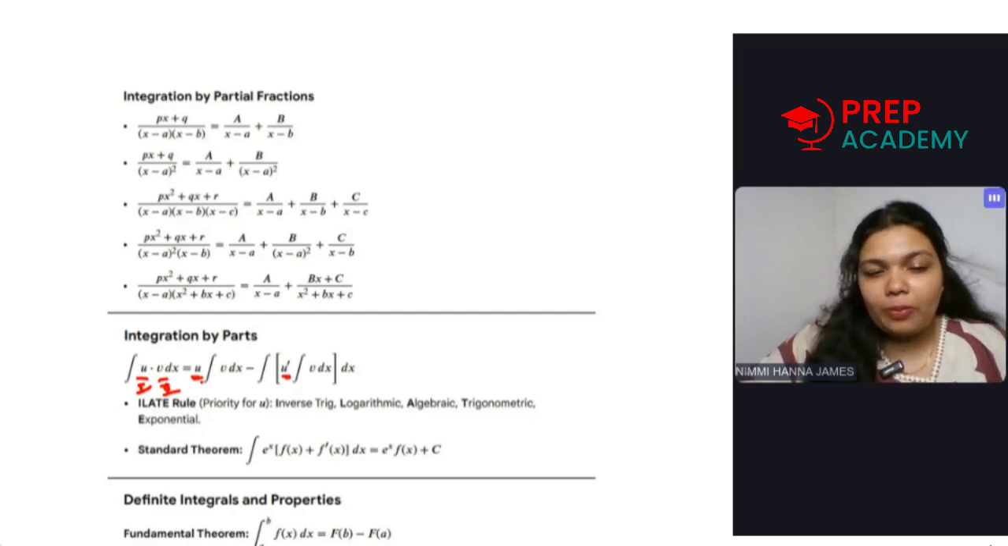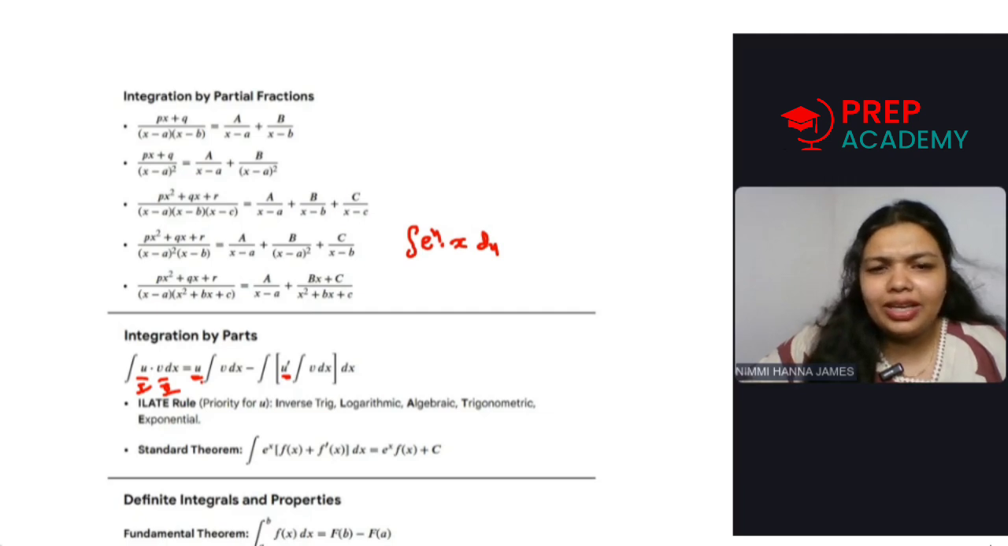It might be a little long, but you will get the answer. If you master it, it will be very easy. For example, if we want to find the integral value for integral e raised to x into x dx, you see there is an order for taking the first function.